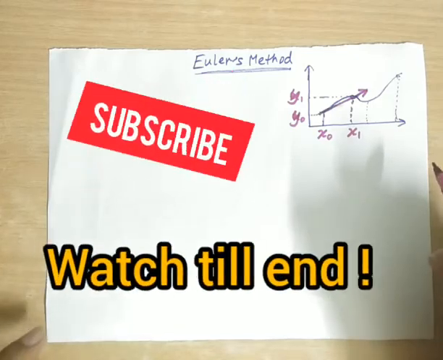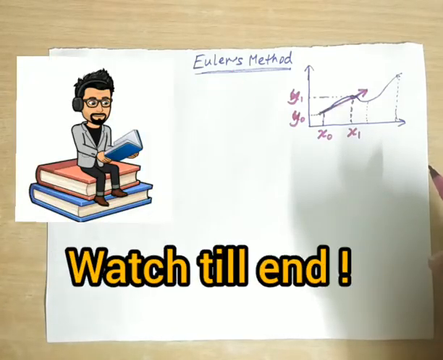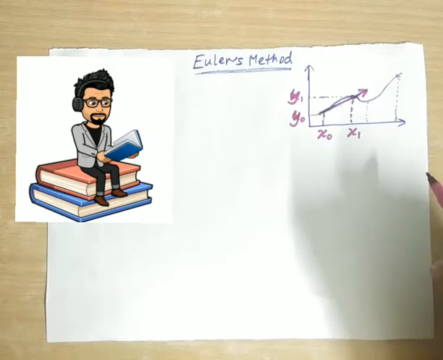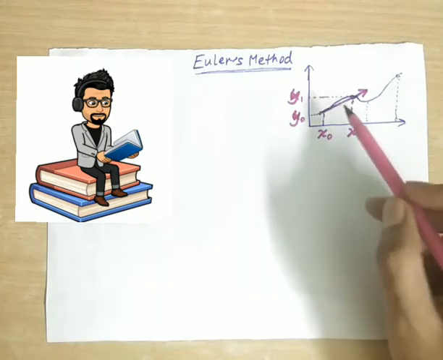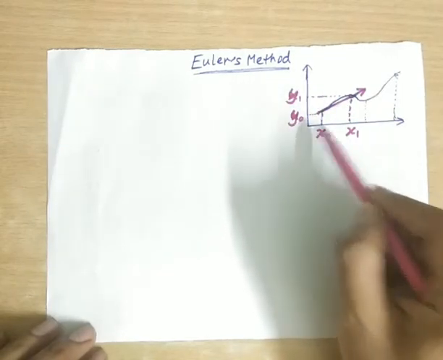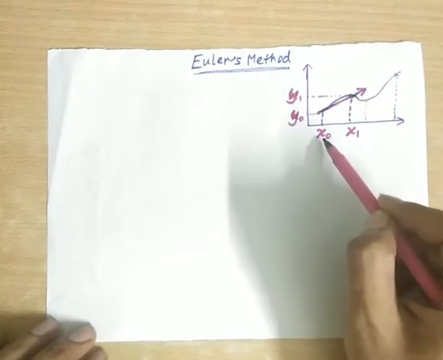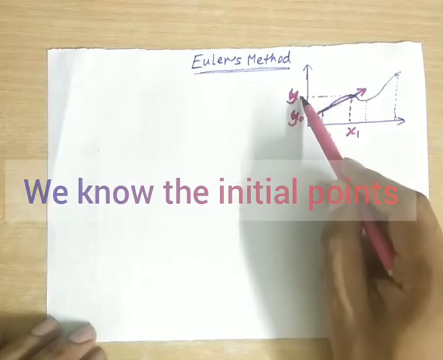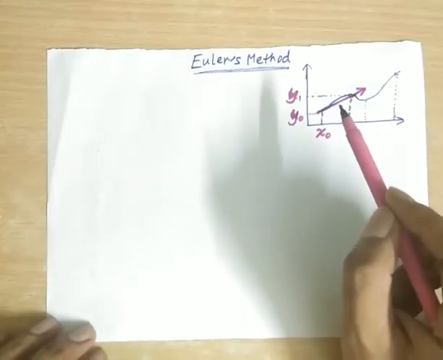In this video we will talk about Euler's method and how we can perform this method in MATLAB. First of all, why this method? It is a method for numerical integration in which we find the next point. If we have the initial point, say x0 and y0, and we need to find the next point, that is y1, we can find it easily with this method.